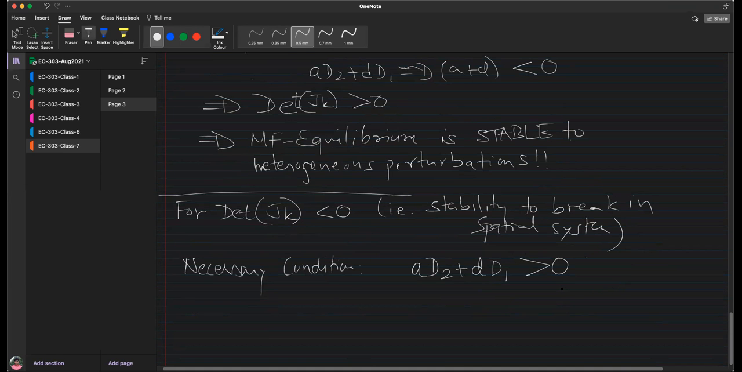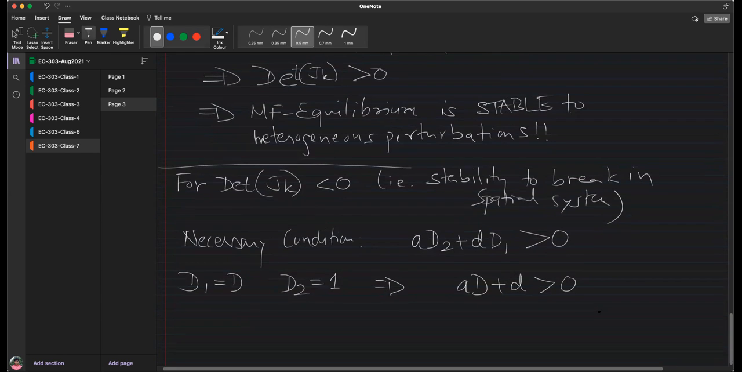Okay. Let me also do one thing. Let's assume that D1 is D, and D2 is 1. What does that mean? This means that AD plus D must be greater than 0. Just what I have done is, I've arbitrarily set one of the diffusion constants to be 1, and then I have written it down in this formula. So this has to be true.